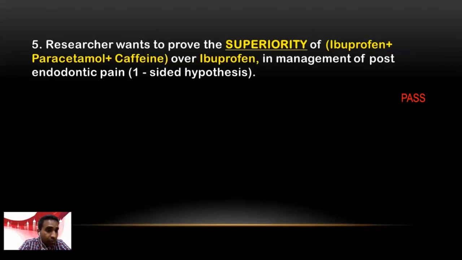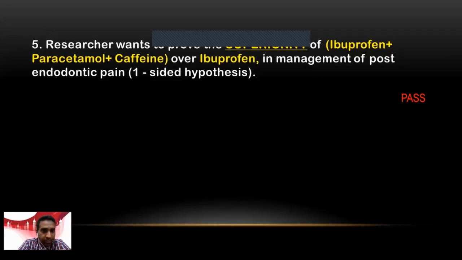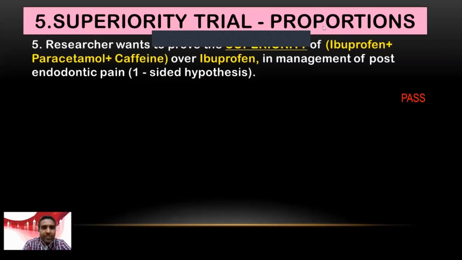Here I am going to check the superiority of one particular drug by some superiority margin. This is the difference. So just look into the research question. The researcher wants to prove the superiority of a combination of brufen, paracetamol and caffeine over brufen alone in the management of post-endodontic pain. See, the researcher wants to prove the superiority, so it is clearly a one-sided hypothesis. Now, it is based upon proportion. Yes, pain present or absent proportion, and it is a superiority type.